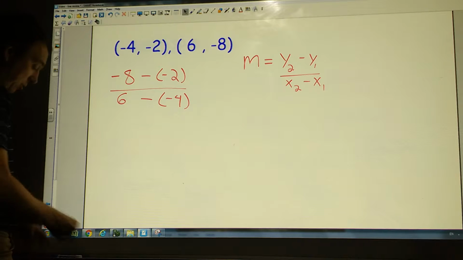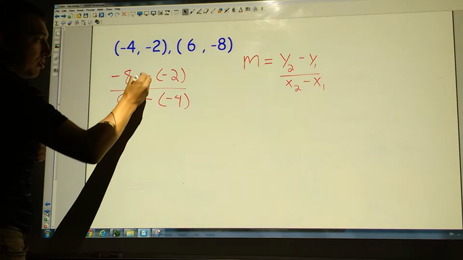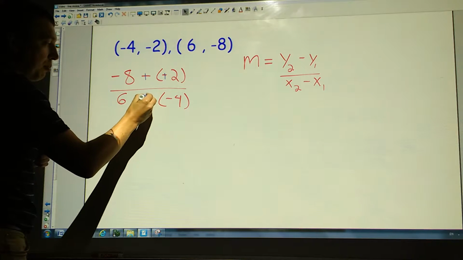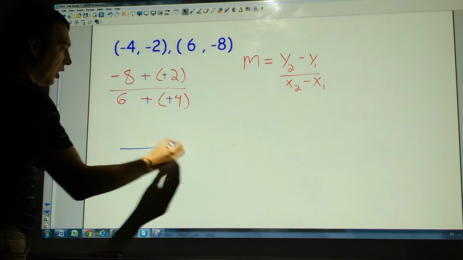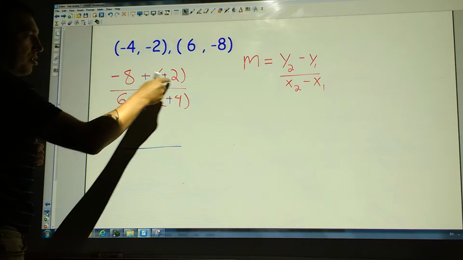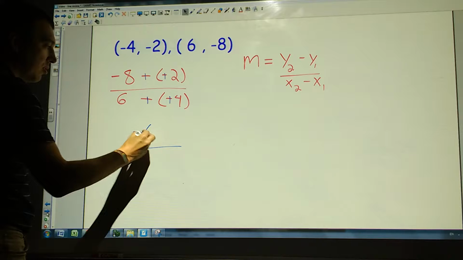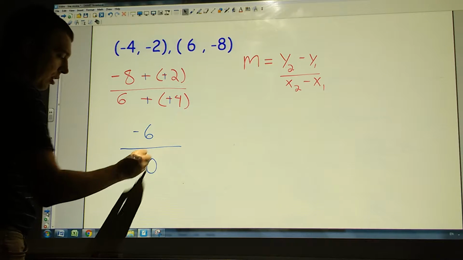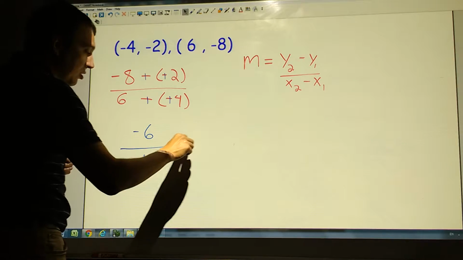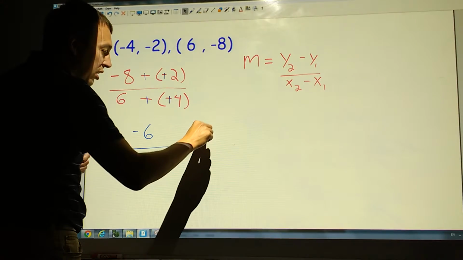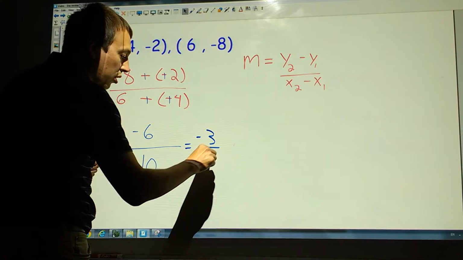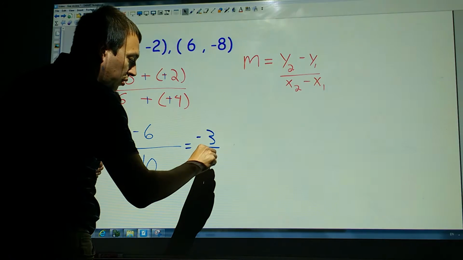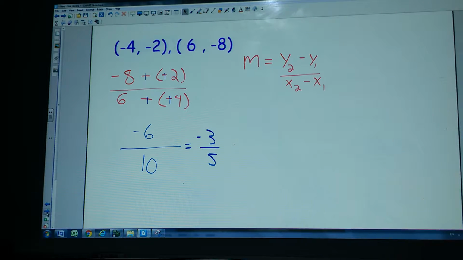The minus minus is going to make a plus for both of these. Negative 8 plus 2 is negative 6. 6 plus 4 is 10. But we're going to simplify our fraction, divide them both by 2, negative 3 over 5. Let's do another example.